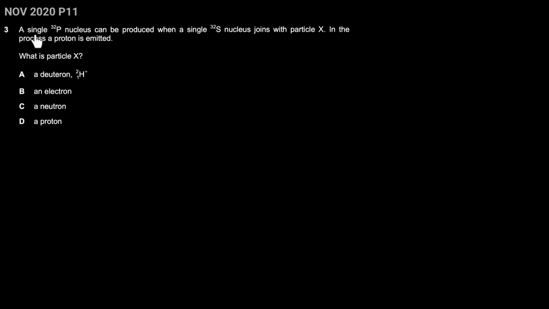So in question number 3, we have a single phosphorus-32 nucleus can be produced when a single sulfur-32 nucleus joins with particle X. In the process, a proton is emitted. What is particle X? So let's write down an equation for this. What we have is sulfur-32. When sulfur-32 combines with particle X, it produces phosphorus-32 and a proton is also emitted.